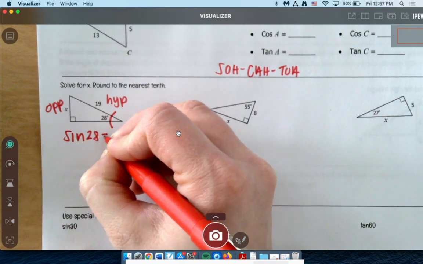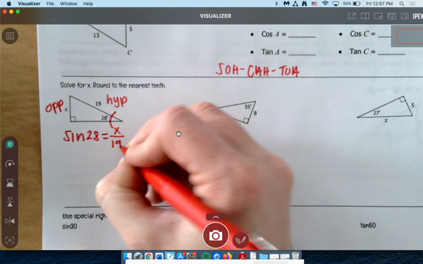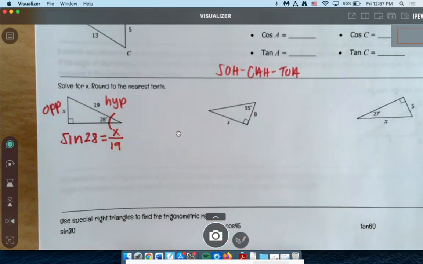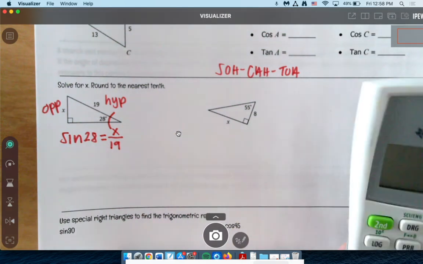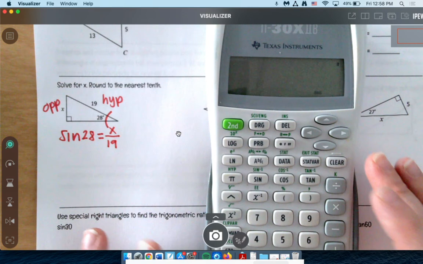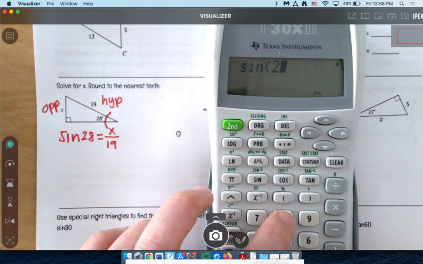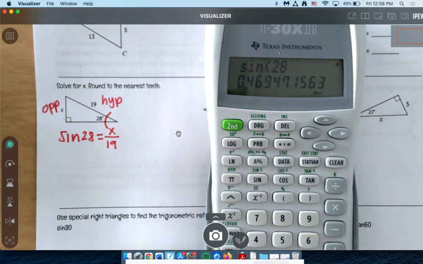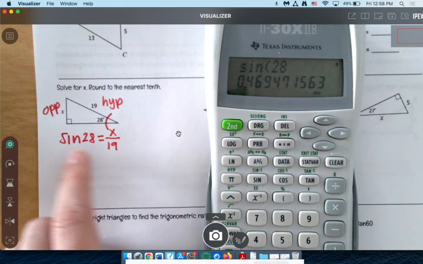Sine of 28 is equal to x over 19 because it's opposite over hypotenuse. Now, I know this looks really confusing, but it's honestly not. Remember, you guys, sine of 28, like I said before, someone a long time ago programmed our calculators with all these trig functions so we didn't have to. This is just some ratio. This is just some number. Like if you type in sine of 28, it's just the ratio of those two sides, but in a nicer form so we don't have this long decimal. That's all this is, some random number.